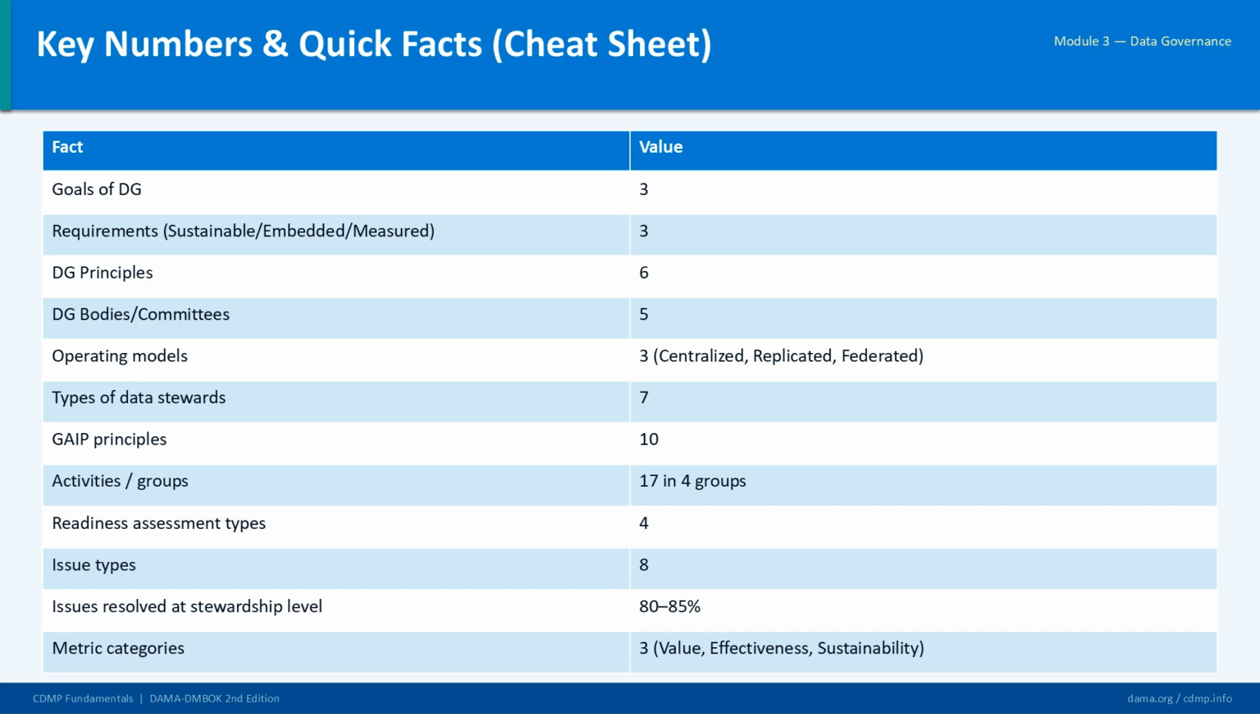4 readiness assessment types. 8 issue types. 80 to 85% of issues resolved at the stewardship level. And 3 metric categories: value, effectiveness, sustainability. If a data governance question turns on a number, it's almost certainly on this slide, so review it until every figure is instant recall. This single slide could be worth several exam points.